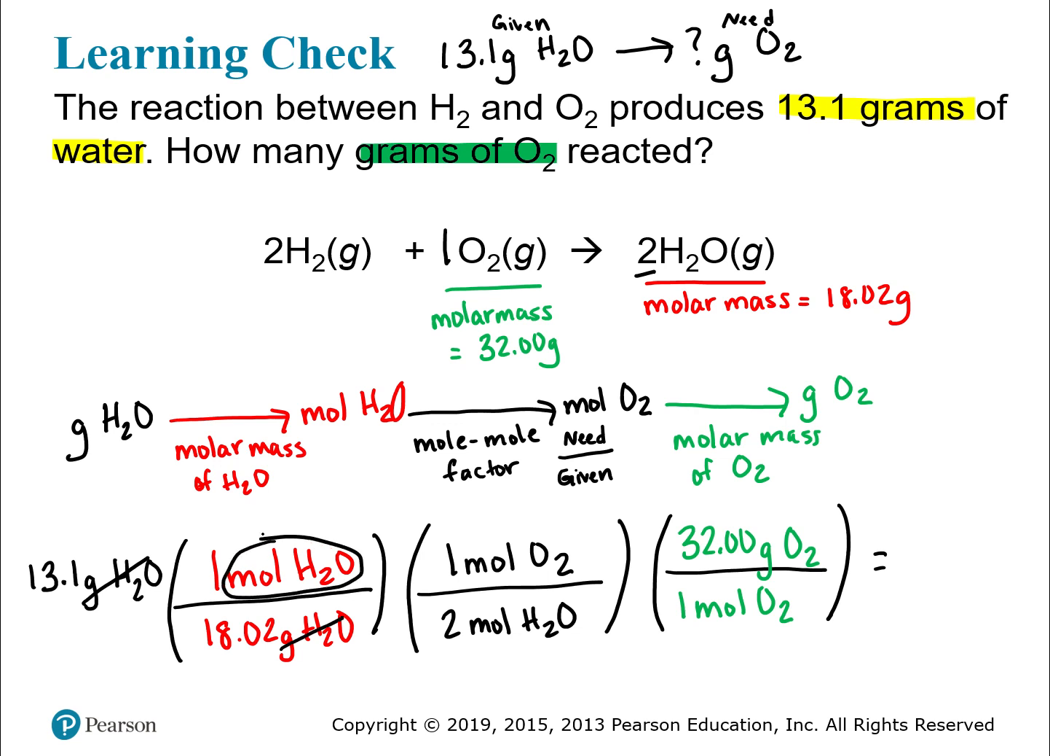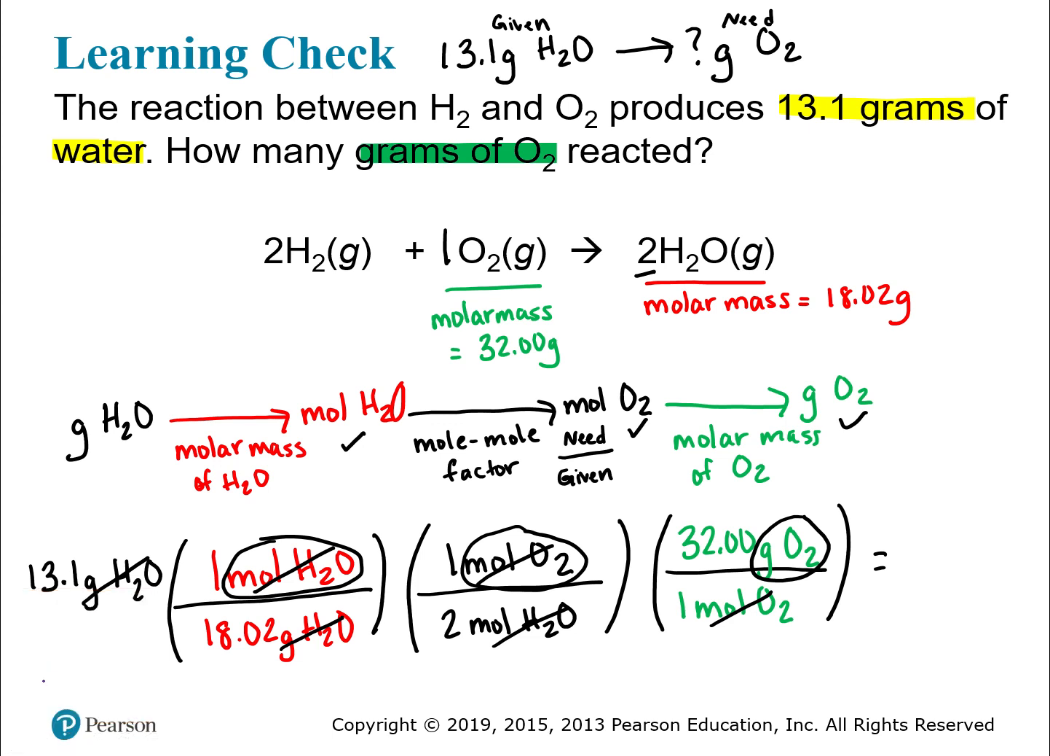So first we get rid of the grams of water and we get to moles of water. We go from moles of water to moles of oxygen gas using the mole-mole factor. Then we finally convert to grams of oxygen using the molar mass. All that checks out.